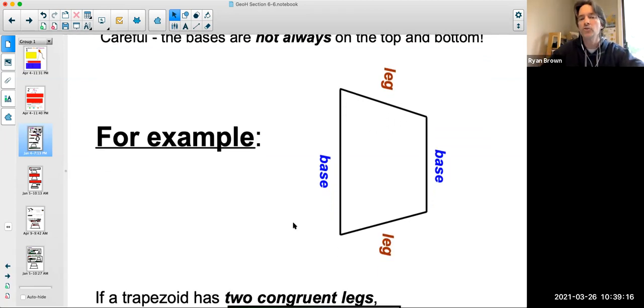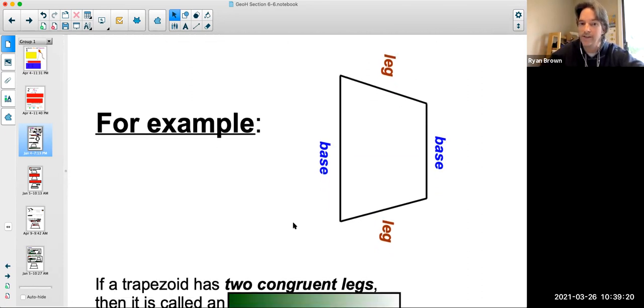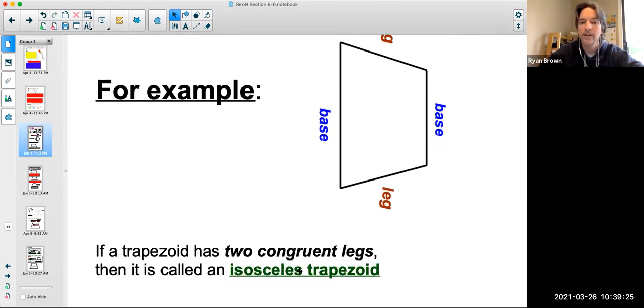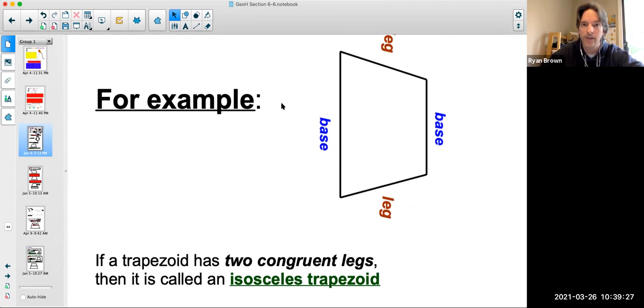Okay, well, do you remember in triangle land? In a triangle, if you have two congruent sides, it's isosceles. Well, in a trapezoid, if your two legs are congruent, it's called isosceles. An isosceles trapezoid has two congruent legs. It would be back in this picture, this one and this one.